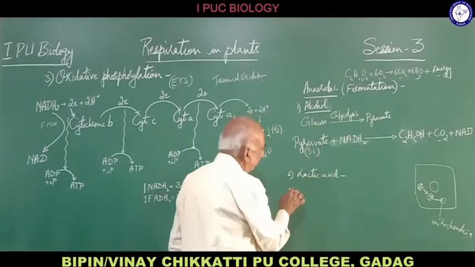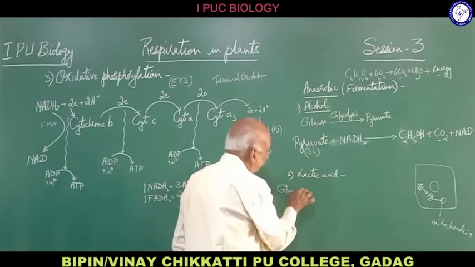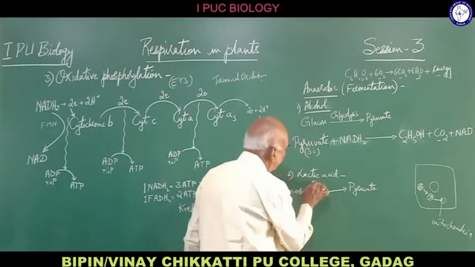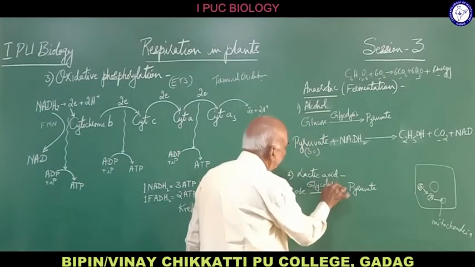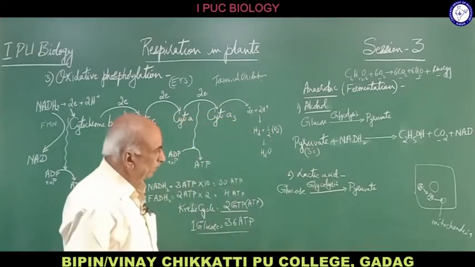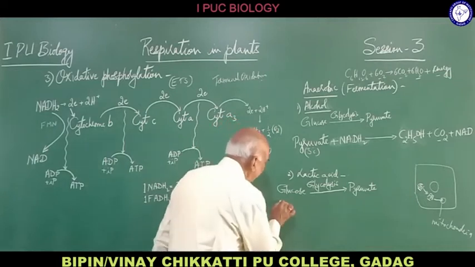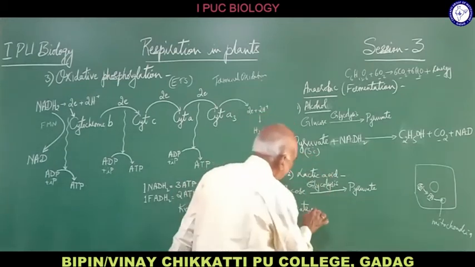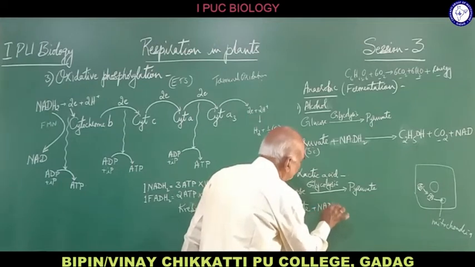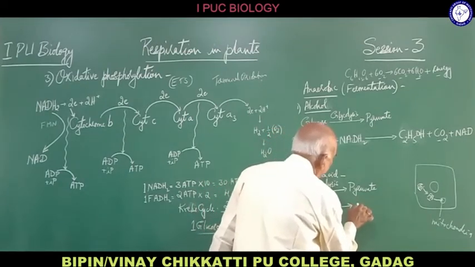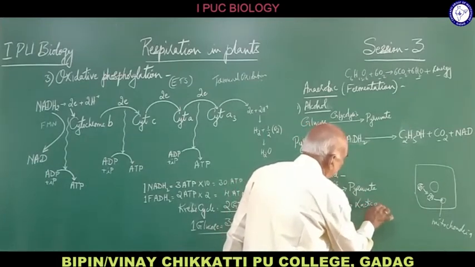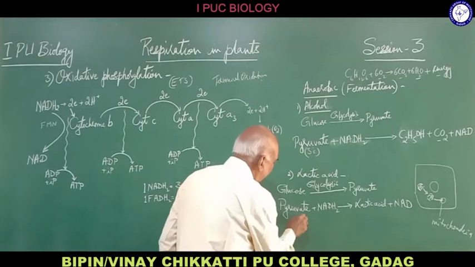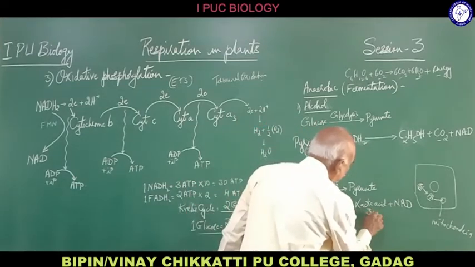In the lactic acid fermentation, what happens? Again, the glucose is converted into pyruvate by the process of glycolysis. Then pyruvate does not undergo decarboxylation. Instead, it undergoes only reduction by NADH2 to form lactic acid plus NAD.